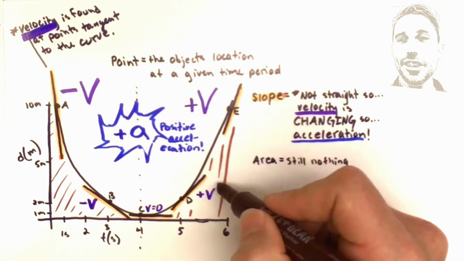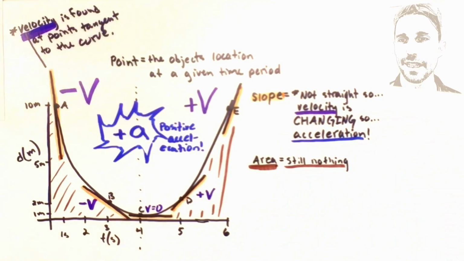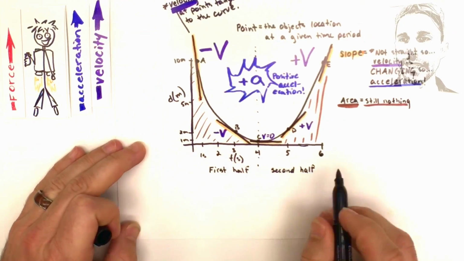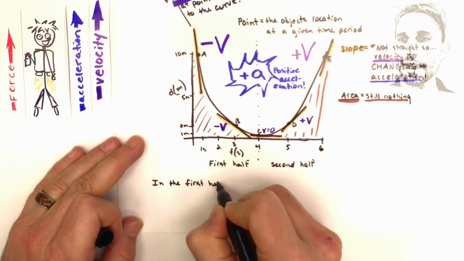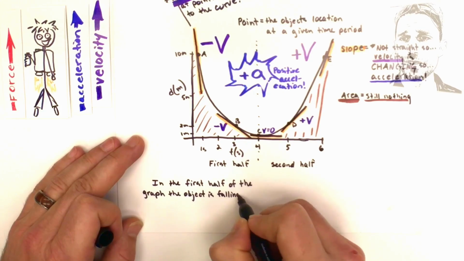The area underneath, though, is still nothing. You can just refer back to those last 3, that meters second doesn't mean much for us. So let's analyze this graph just a little bit.